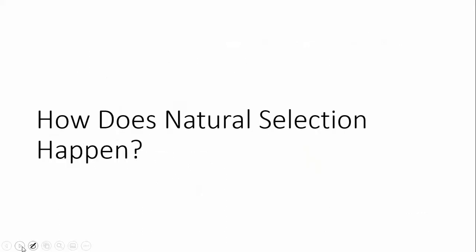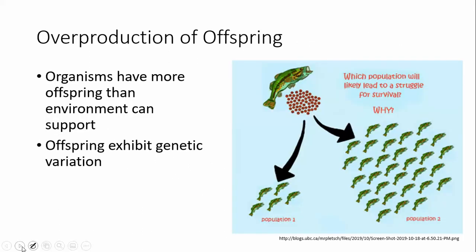So how does this happen? Well, the mechanism of natural selection is based on these assumptions. Organisms will overproduce offspring. They will have more offspring than their environment can possibly support. And within these groups of offspring, they'll see some genetic variation. So not every single offspring is identical, and that's a good thing. The genetic variation is healthy for a population.